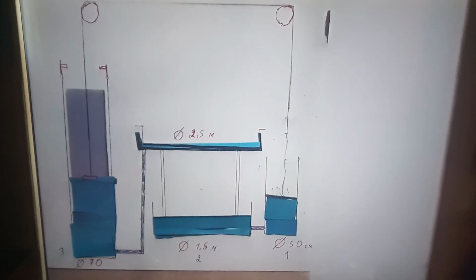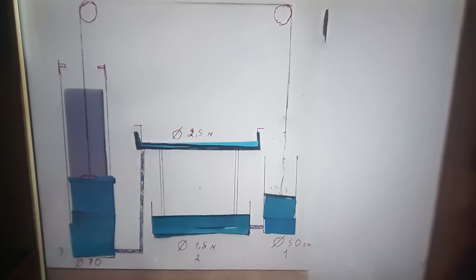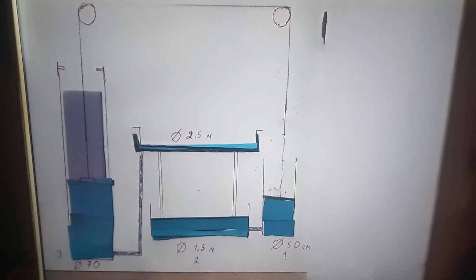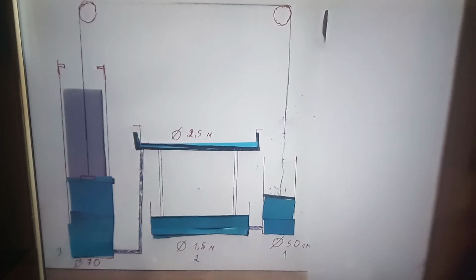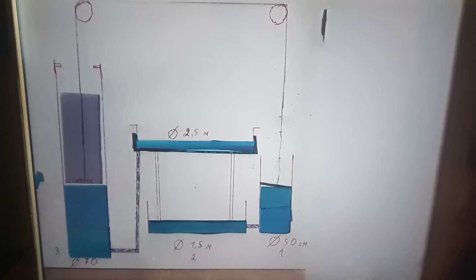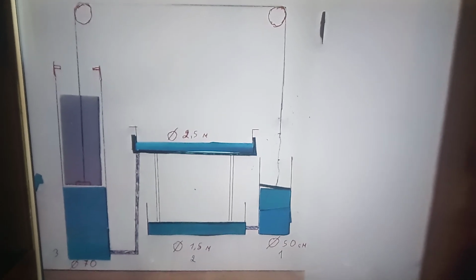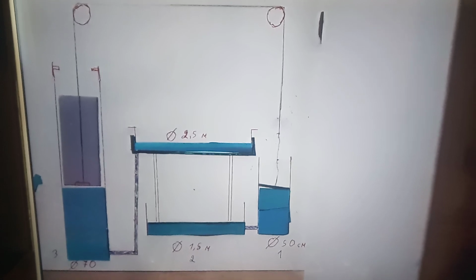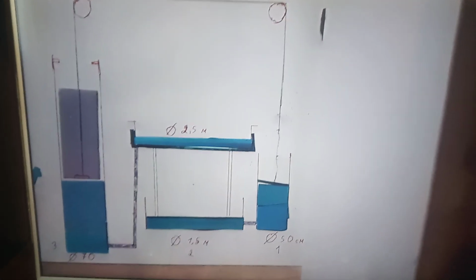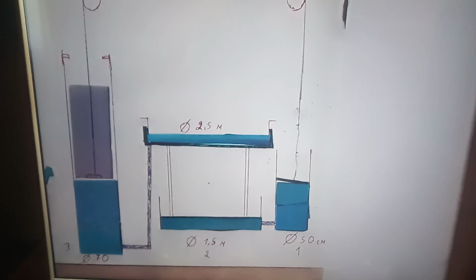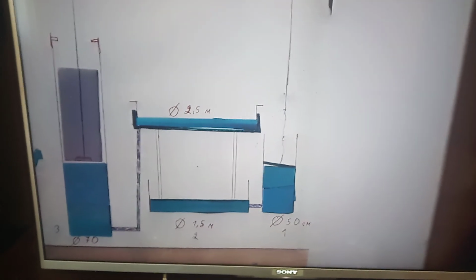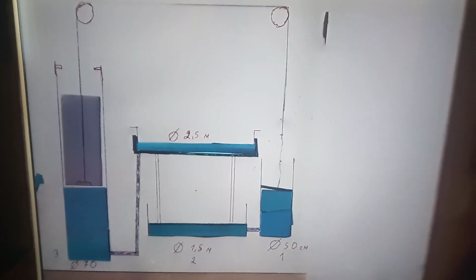The first cylinder is 50 in diameter. It has a piston with a load and the total weight is 100 kilograms. If you calculate these 100 kilograms for the entire area of the piston, then you get 51 grams per square centimeter. I will count grams per square centimeter. It is more convenient and understandable for me.